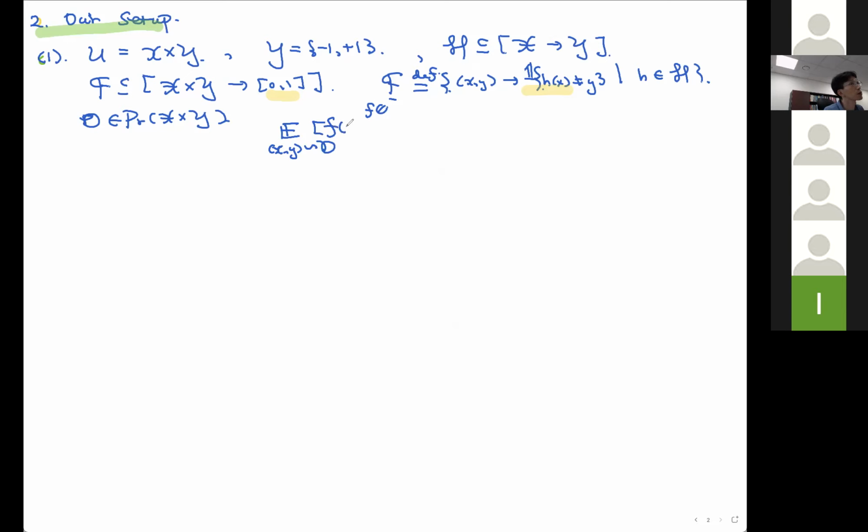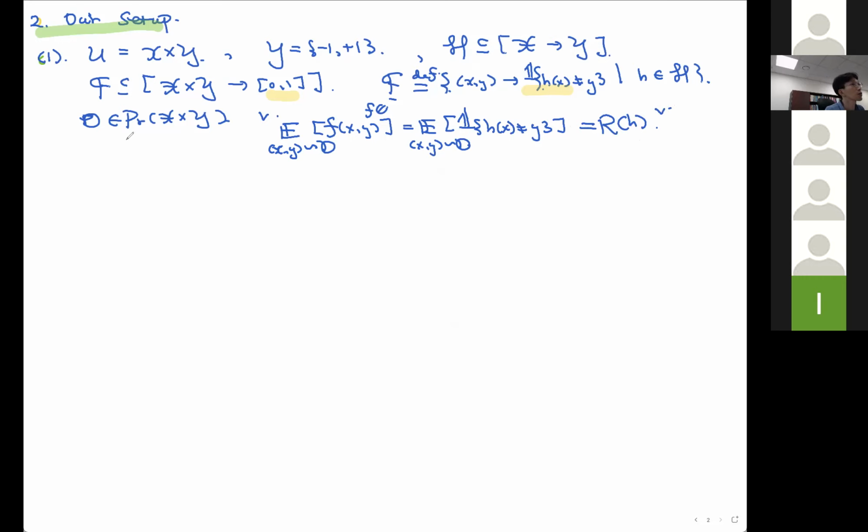X and Y. But this expectation is really the expectation over xy of the error of h, h of x not equal to y. And then that is exactly the definition of risk in the stochastic setting of function h. Okay. So this quantity that we talked about in our previous theorem is exactly the risk that we are talking about here.